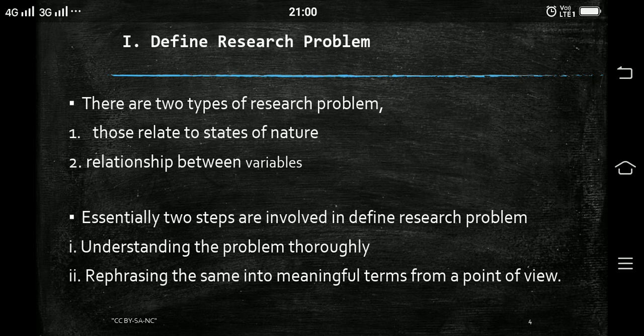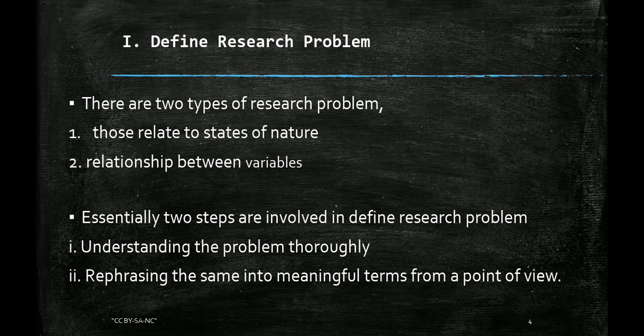There are two types of research problems: those that relate to states of nature, and those that relate to relationships between variables. Essentially, 2 steps are involved in defining a research problem. One is understanding the problem thoroughly. First of all, we have to understand what the problem in the research is, and we have to rephrase the same into meaningful terms from a point of view.